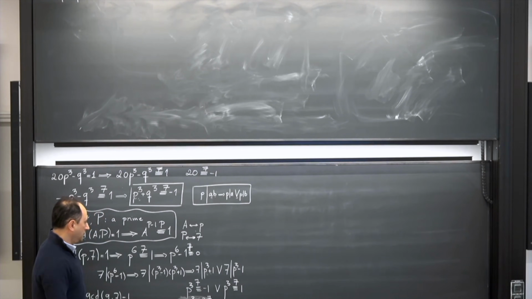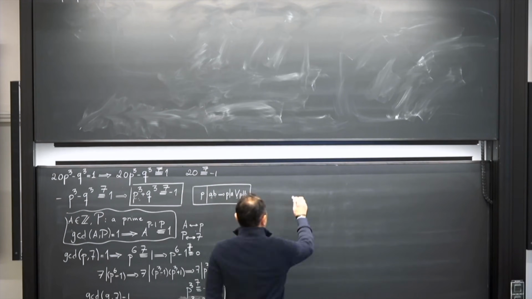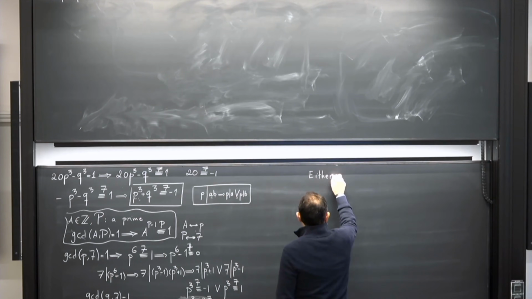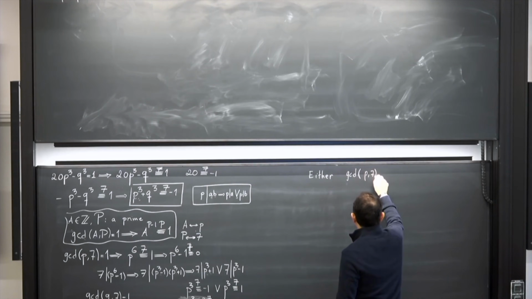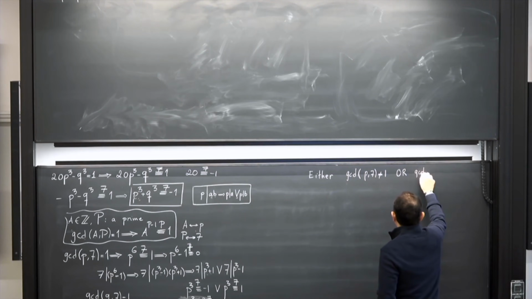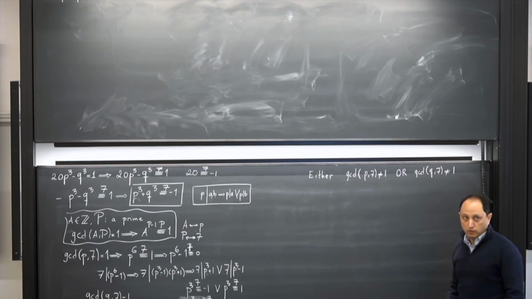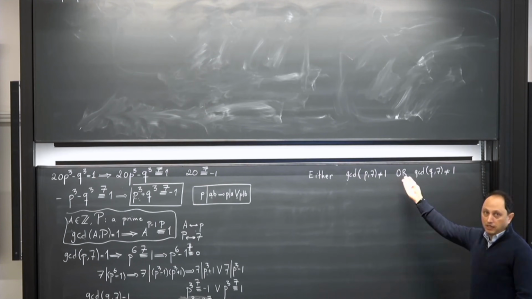So what does it mean? It means that either this one should not be correct or that one should not be correct. So this means that either GCD of p and 7 is not equal to 1, or GCD of q and 7 is not equal to 1. Or both, of course, because when we say or in mathematics, that is an inclusive or. So it considers both cases simultaneously as well.